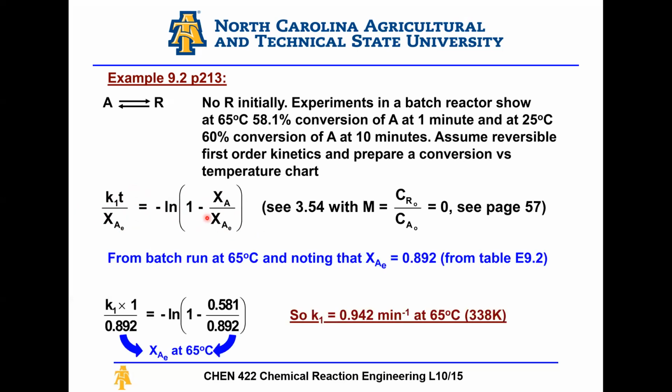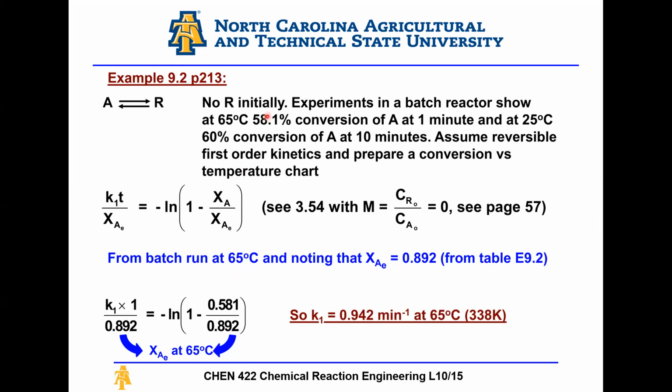From the batch run at 65 Celsius, I'm told the conversion is 58.1%. And this is not the equilibrium conversion, this is the actual conversion, right? So I have two conversions here, my actual conversion and my equilibrium conversion. My equilibrium conversion occurs when the reaction rate is 0. Your actual conversion occurs when your reaction rate is not equal to 0. So this system is not at equilibrium at this point.